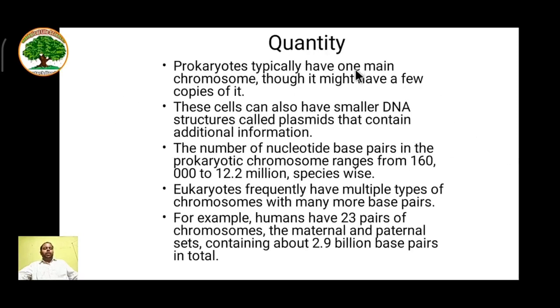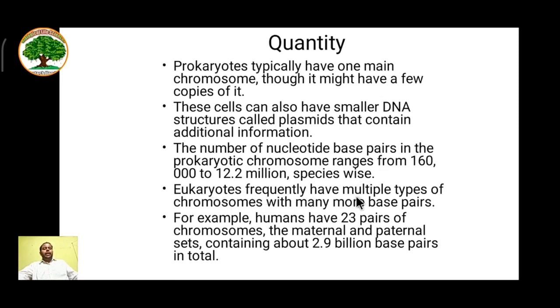So let's see the quantity first. Prokaryotes typically have one main chromosome, though they might have a few copies of it. These cells can also have smaller DNA structures called plasmids. It has additional information. The number of nucleotide base pairs present in a prokaryotic cell ranges from 160 to 12.2 million species-wise, meaning it is different in different species.